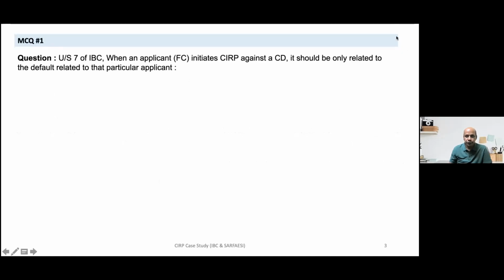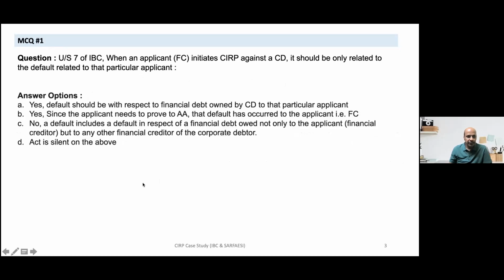Yeah. So the first question, which I think most of you have answered, was: under Section 7 IBC, when an applicant financial creditor initiates a CIRP against a corporate debtor, it should be only related to the default related to that particular applicant. And these are the options. Yes, default should be with respect to financial debt owed by the CD to that particular applicant.